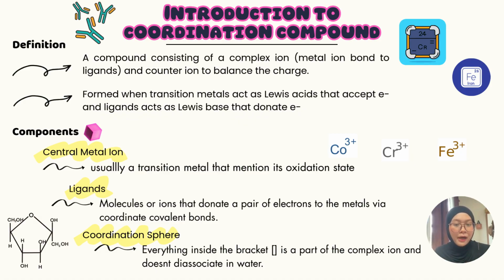In this coordination compound, we have three components. First, central metal ion. Second, ligand. And the last one is coordination sphere. The central metal ion is usually a transition metal that mentions its oxidation state. For example, cobalt 3+, chromium 3+, and ferrum 3+. A ligand is a molecule or ion that donates a pair of electrons to the metal via a coordinate covalent bond. Last one is the coordination sphere. Everything inside the bracket is a part of the complex ion and doesn't dissociate in water.